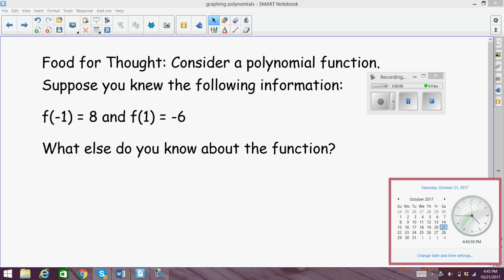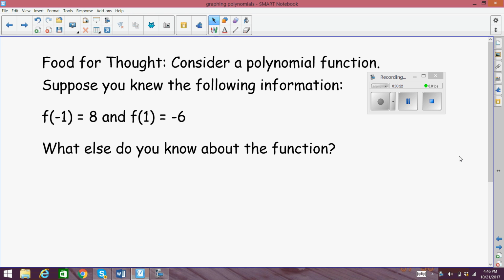So, today's lesson is about what's called an existence theorem. This doesn't actually give us an answer, it just tells us if an answer is to be found somewhere. Okay, so the first thing I'd like you to think about is, consider a polynomial function.